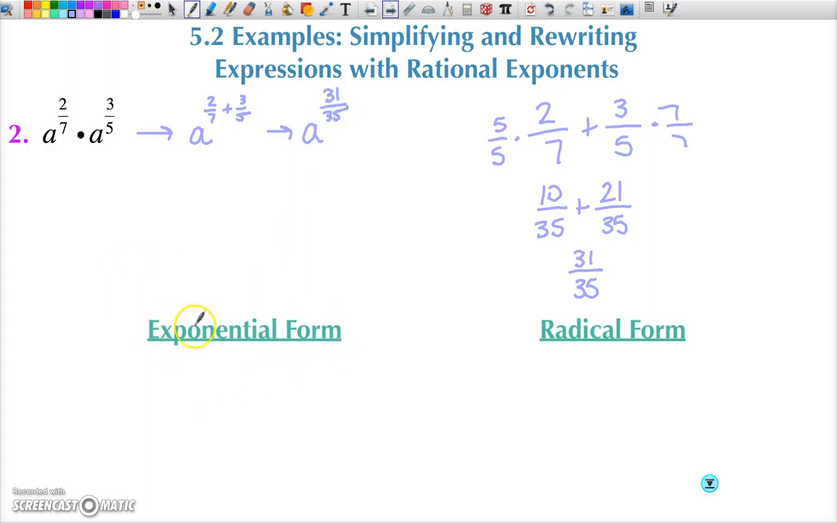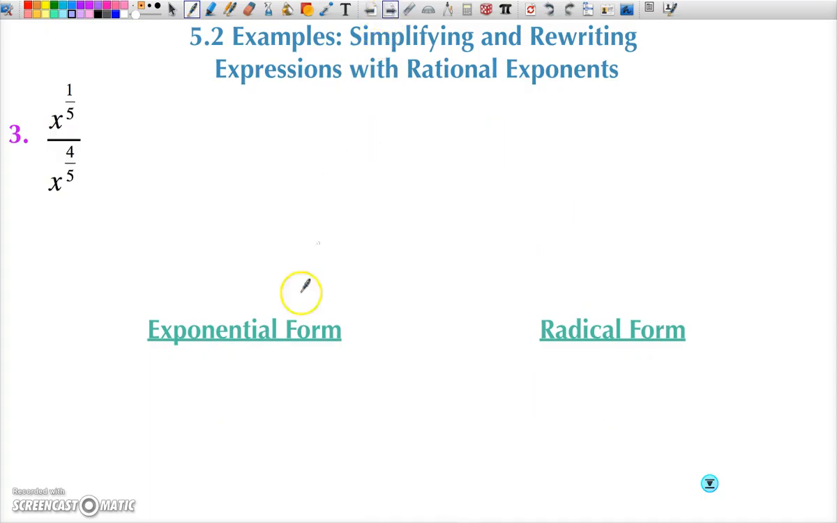So our exponential form, what we're going to write is a to the 31 over 35. But when we write our radical form, remember it's exponent on top, index on bottom. So we're going to put our index of 35 here and a to the 31st power here. So there's 2 different ways to write the answer. Then usually it'll tell you which one it's looking for specifically.